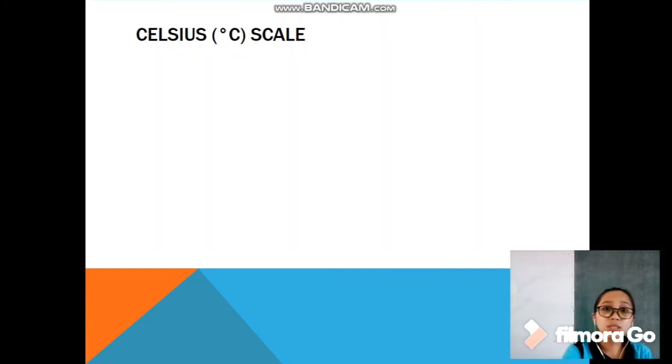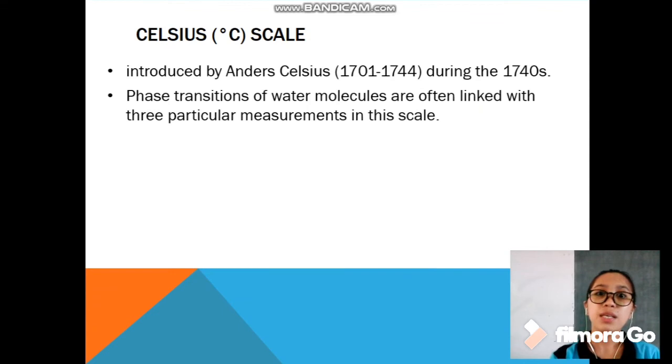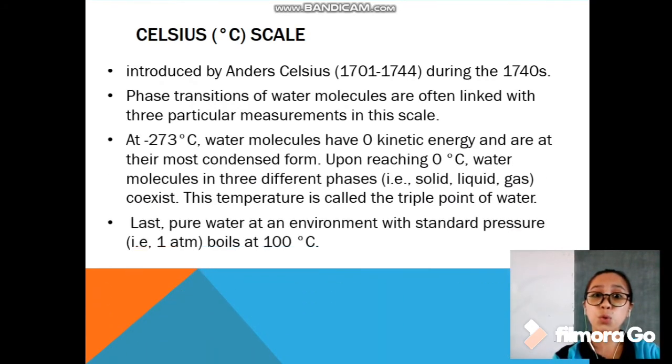The degree Celsius scale was introduced by Anders Celsius during the 1740s, from his observation of the phase transitions of water molecules, in which he also discovered that pure water at a constant pressure of 1 atmosphere boils at 100 degrees Celsius. So it is constant: pure water boils at 100 degrees Celsius. Okay?